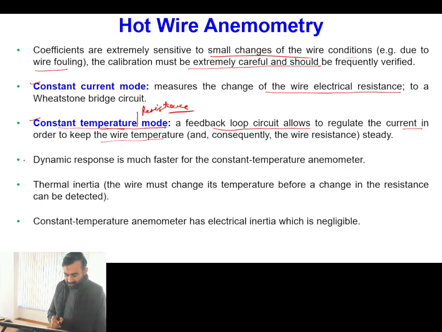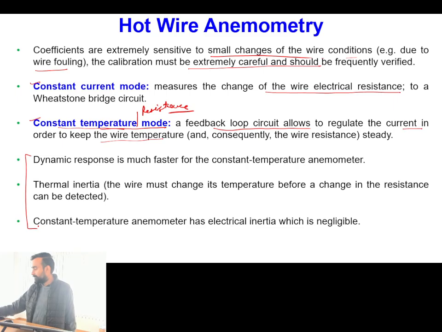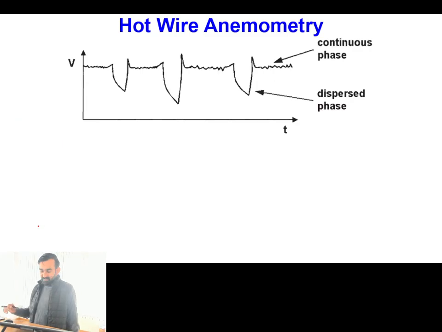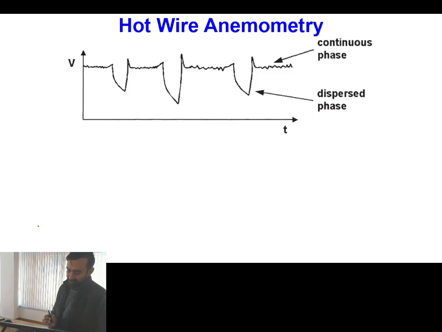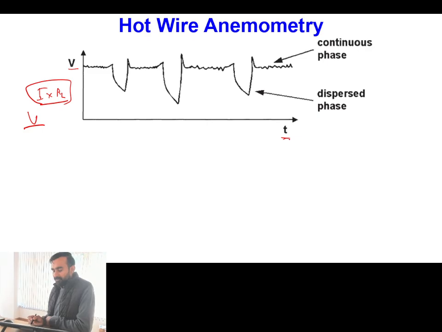So all these points are actually explained here. Now this is the typical signal of a hot wire anemometer. Here you can see the voltage signal as a function of time, because ultimately I am changing the current in order to operate it in the constant temperature mode. If I put some load resistance with this current, I will be getting output in the form of voltage. That voltage I have plotted as a function of time.